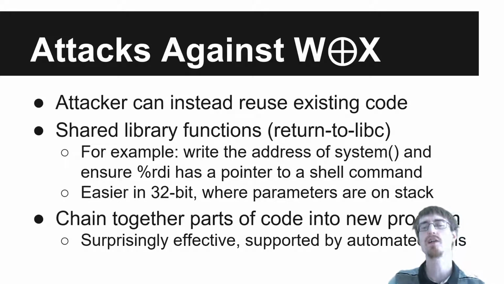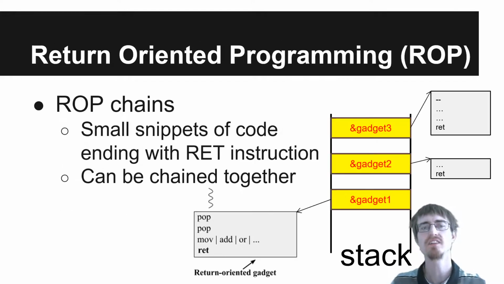Instead, a modern attack would be to chain together parts of the code into a new program. This is actually surprisingly effective. We reuse little pieces of code and together make up a new program that will perform whatever attack the attacker wants to do. Now this is known as return-oriented programming, or ROP, and we'll see a brief explanation in the next slide. This is how return-oriented programming works.